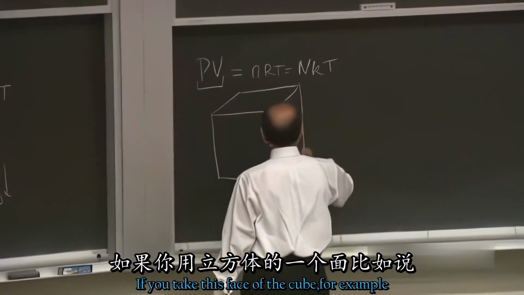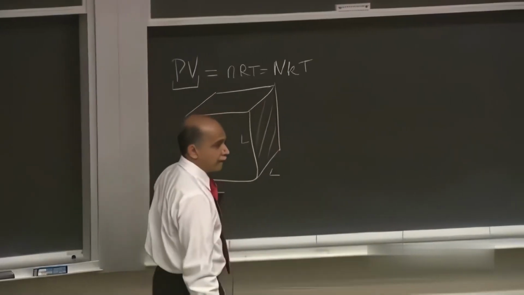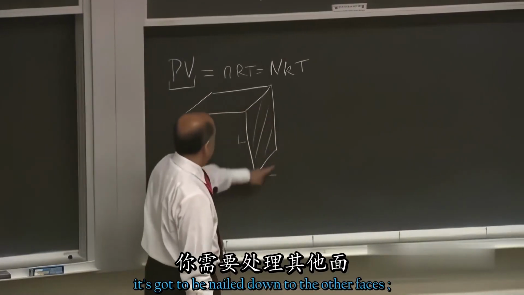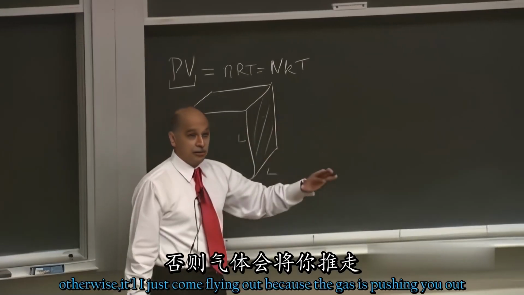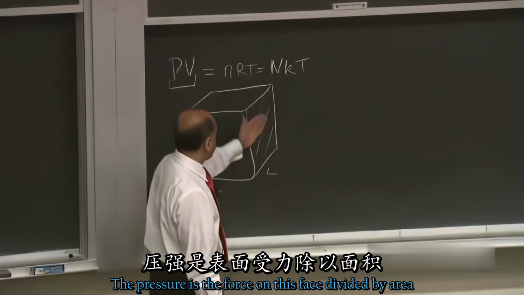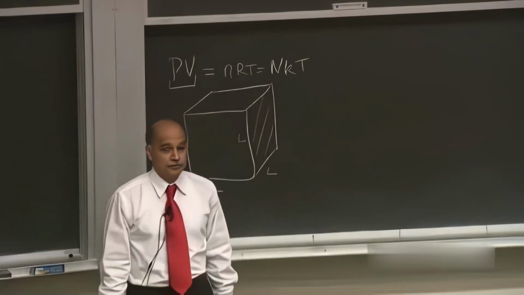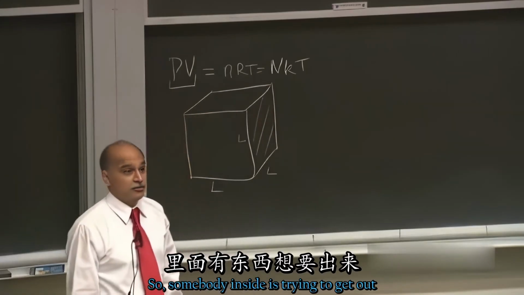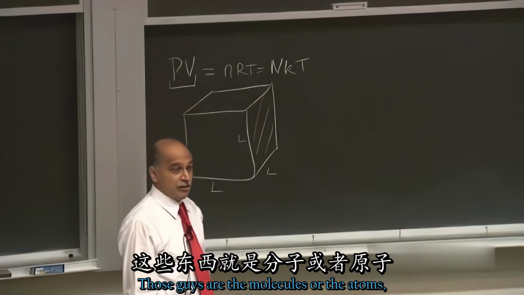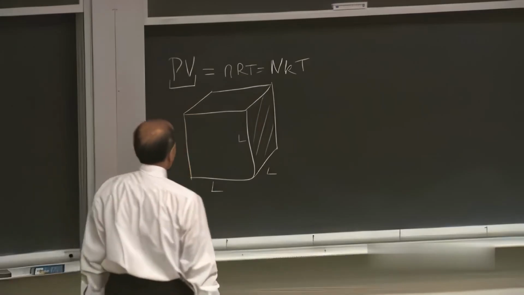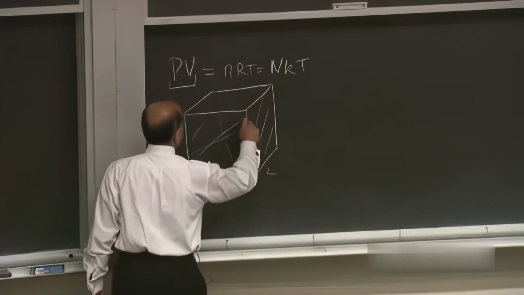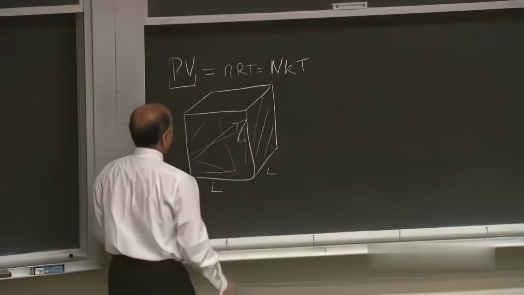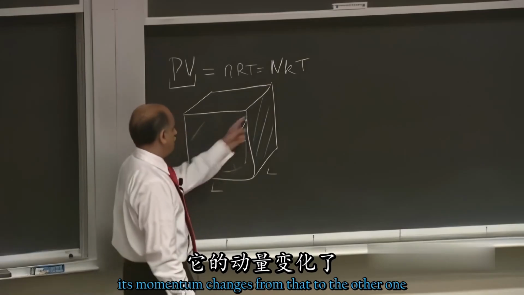If you take this face of the cube, for example, it's got to be nailed down to the other faces. Otherwise, it just comes flying out because the gas is pushing you out. The pressure is the force on this face divided by area. So somebody inside is trying to get out. Those guys are the molecules or the atoms. And what they're doing is constantly bouncing off the wall. And every time this one bounces on a wall, its momentum changes from that to the other one.